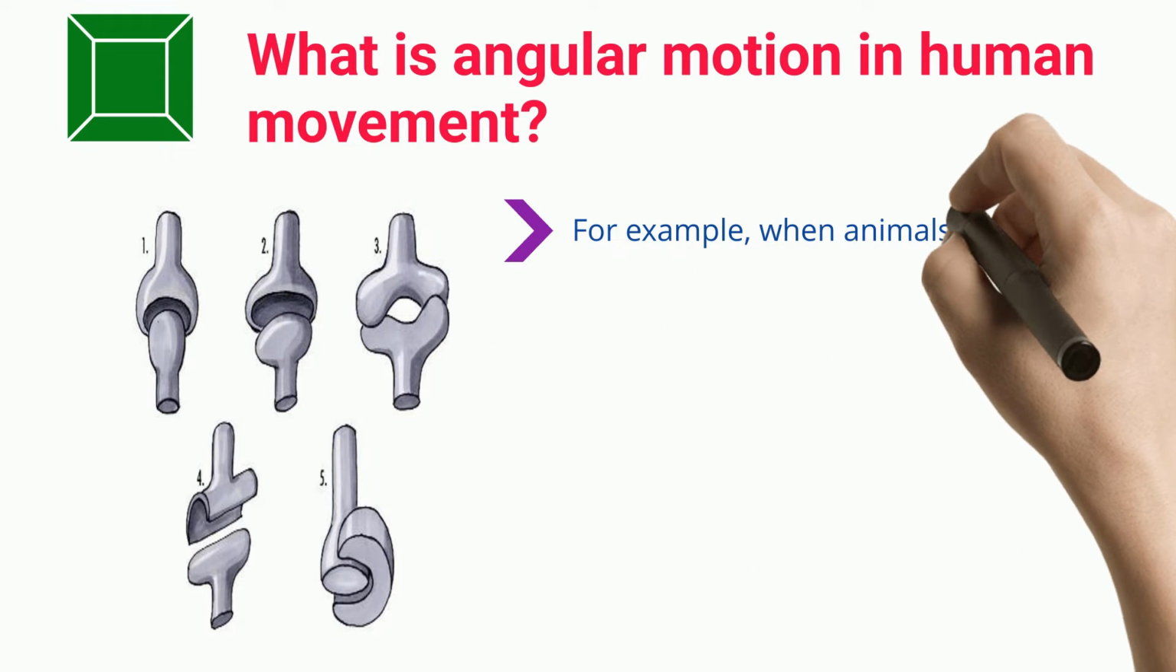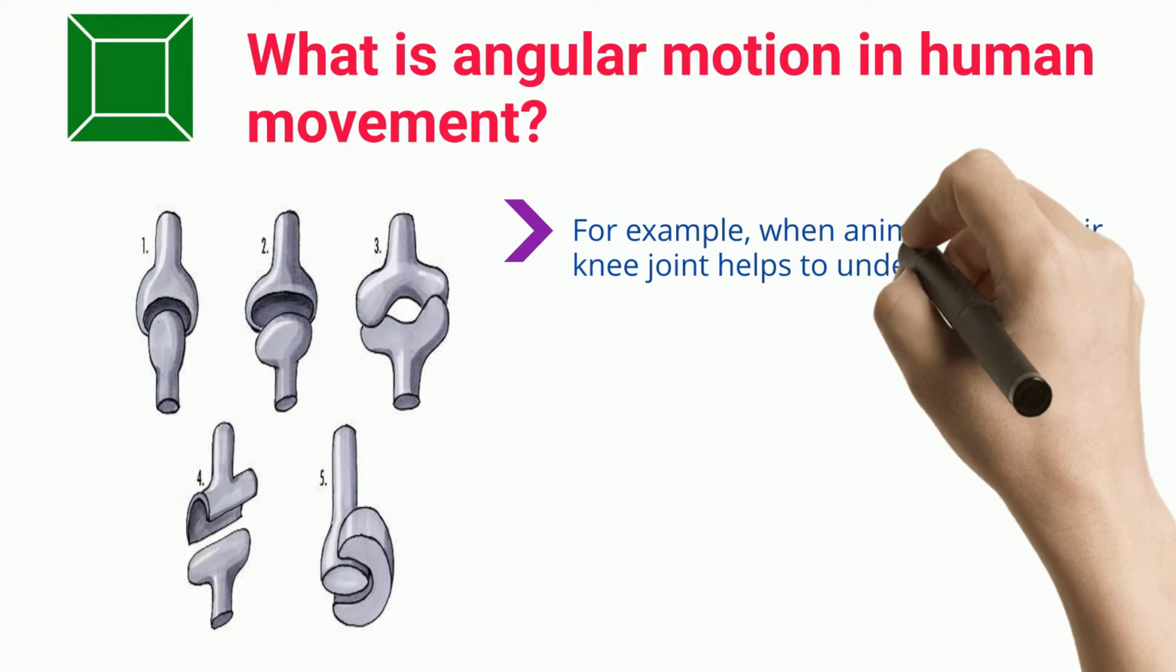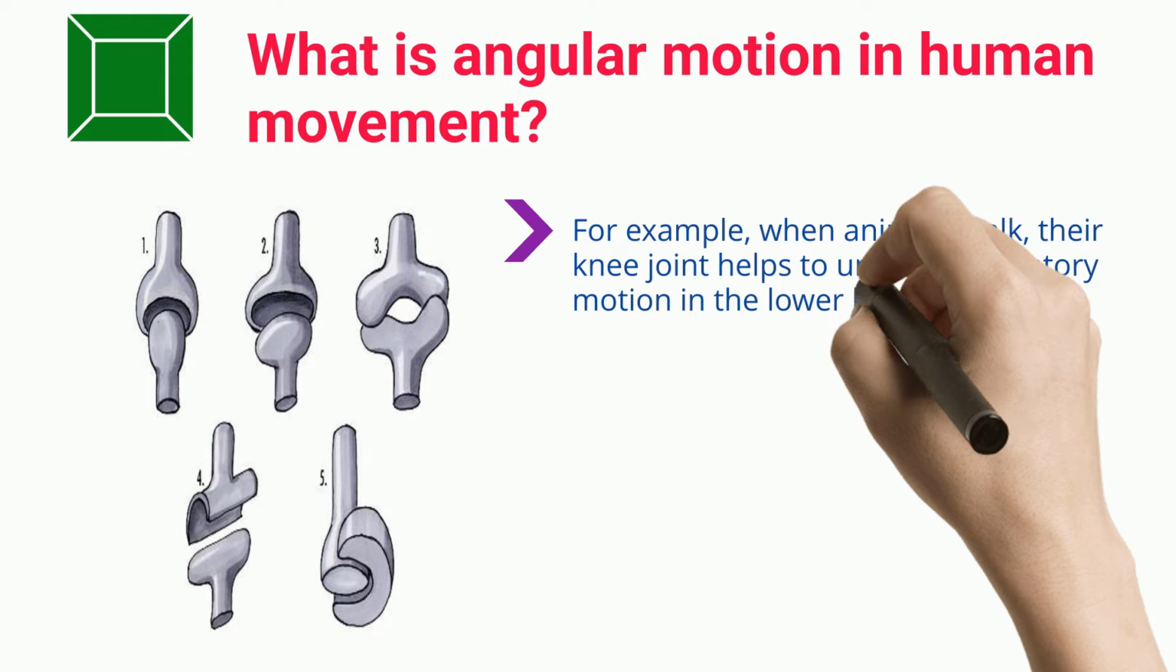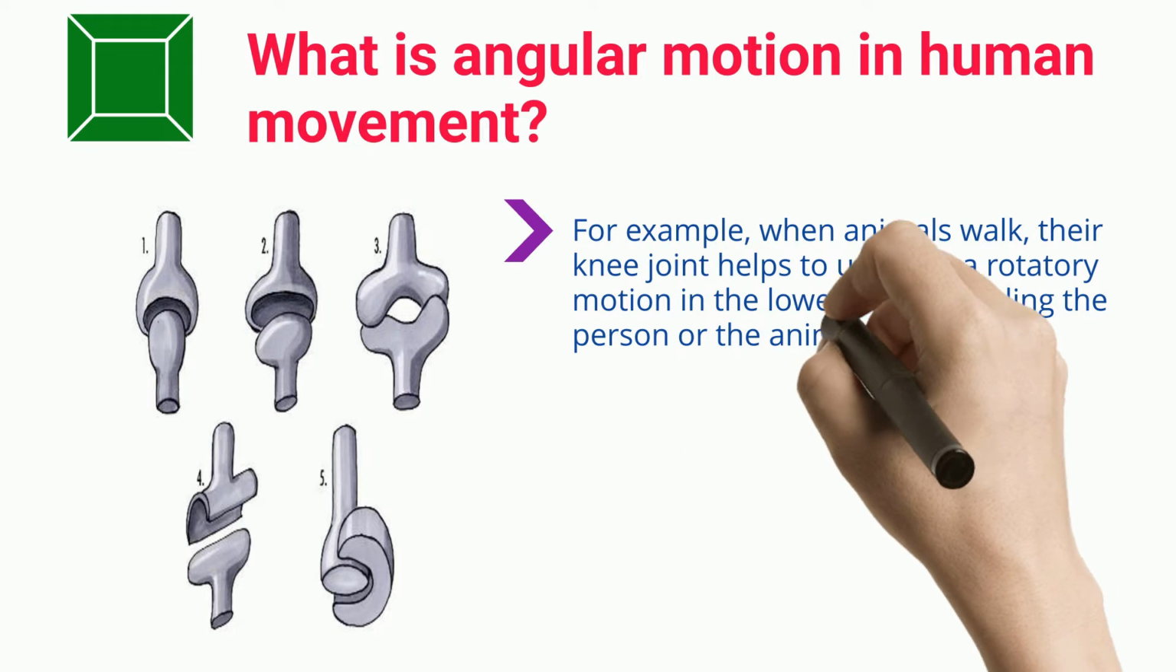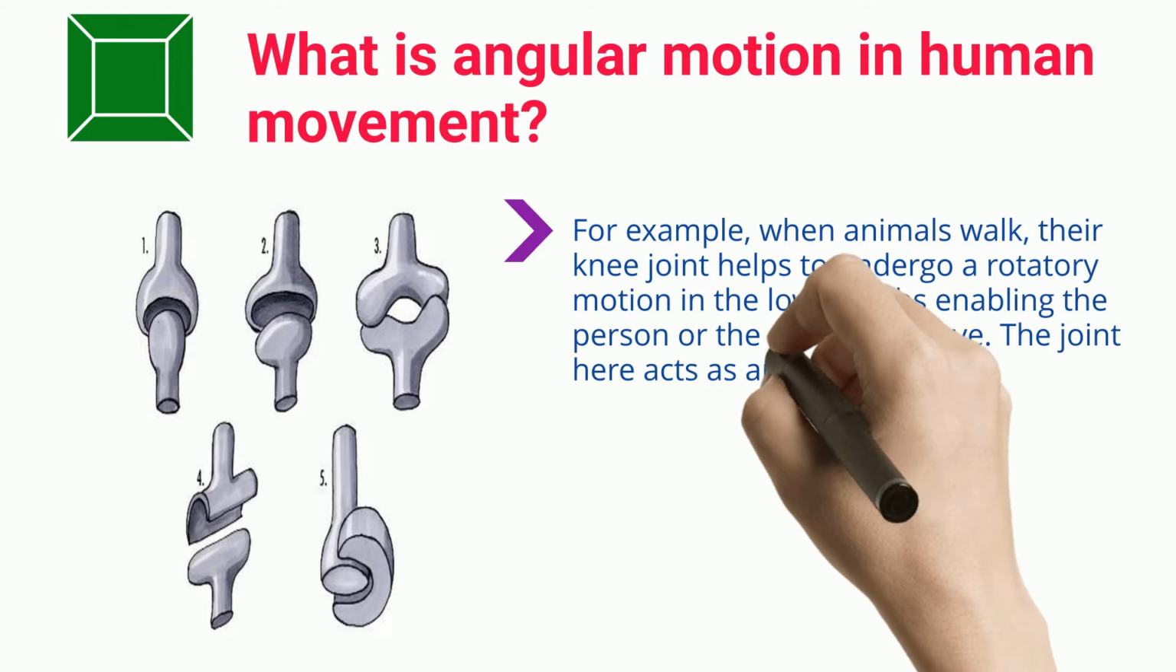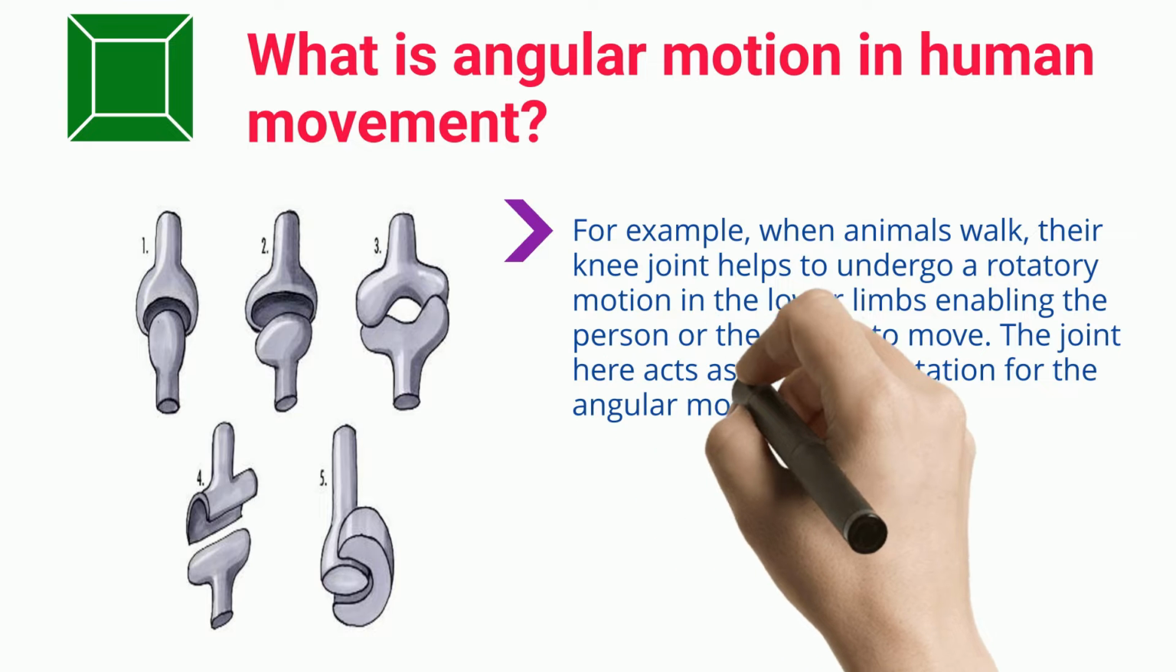For example, when animals walk, their knee joint helps to undergo a rotatory motion in the lower limbs, enabling the person or the animal to move. The joint here acts as an axis of rotation for the angular motion of the lower limb bones.